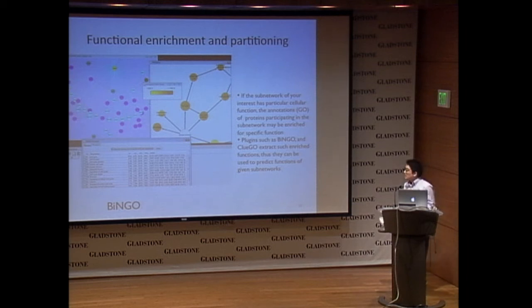And functional enrichment analysis. If the subnet of your interest has particular cellular functions, the annotation, that is, the gene ontology of the proteins participating in the subnet, may be enriched for specific functions. And there are also separate plugins for that. The plugins such as Bingo and Clugo extract such enriched functions, so they can be used to predict functions of given subnetworks. The rest of the plugins are described like this in the plugin guide.